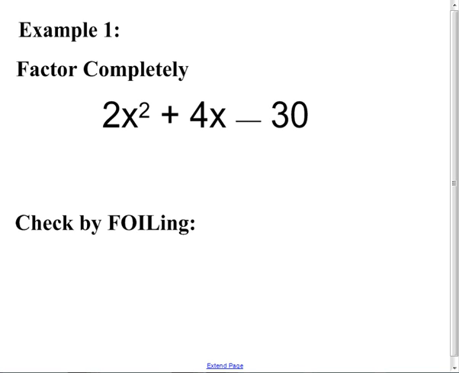Okay, we're going to do more factoring. We'll have a quiz on this later this week, but with lots of review, lots of practice.